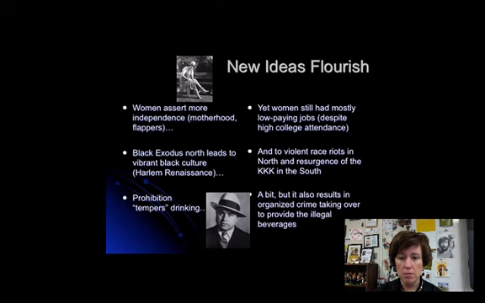One of the things to remember about women is that they still had low-paying jobs. There were still race riots. We had lynchings in Duluth, in Minnesota. And then the last one there, organized crime ends up taking over. There's an increase in organized crime as a result of prohibition.